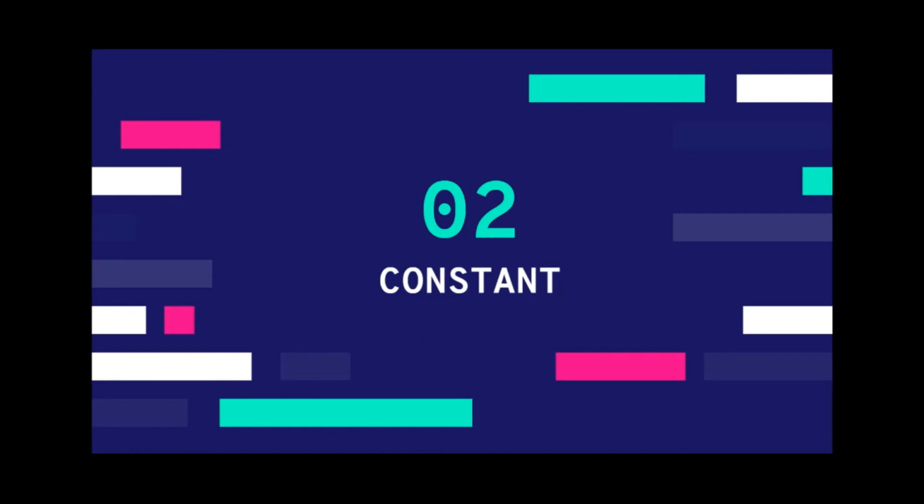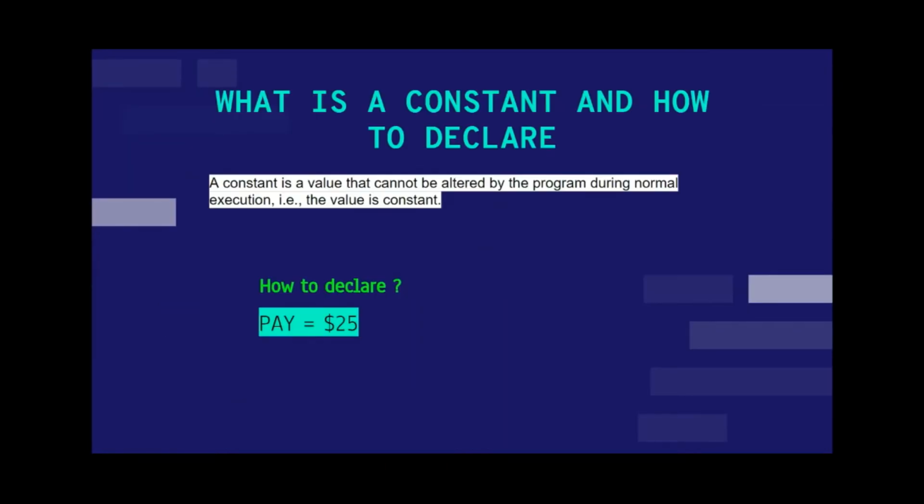Next up, constants. A constant is a value that cannot be altered by the program during normal execution. That is, the value is constant. So now let's see how to declare or assign a value to a constant. For example, here we're taking a constant pay and we're assigning a value of $25 to it. So throughout the program, the value of this constant pay will be $25.